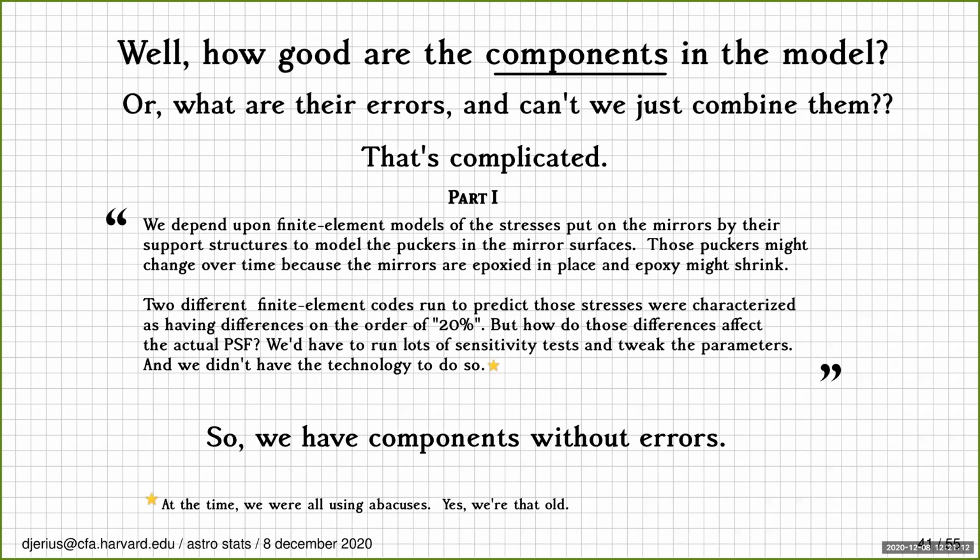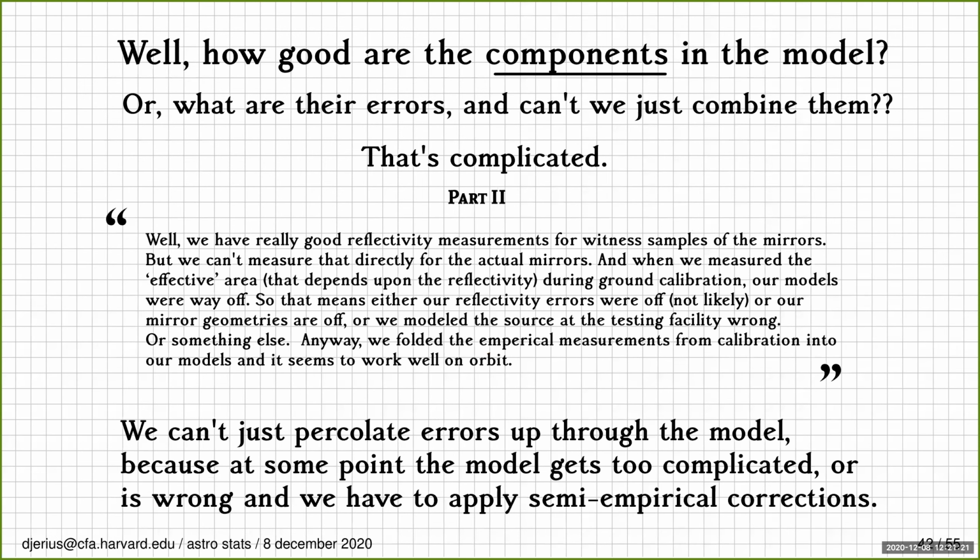So we just knew that there were these intrinsic errors that we could not quantify. So some components in our models have no errors. The other problem is that when we confronted our models with observations, in particular for the mirrors, we tested them on the ground before we launched them. We discovered that there was a significant difference between the models when we measured the total throughput of the system, and that our models were wrong. So what we did is we took the measured throughput that we saw in the ground testing, and we sort of pasted that onto our model so that it was consistent.